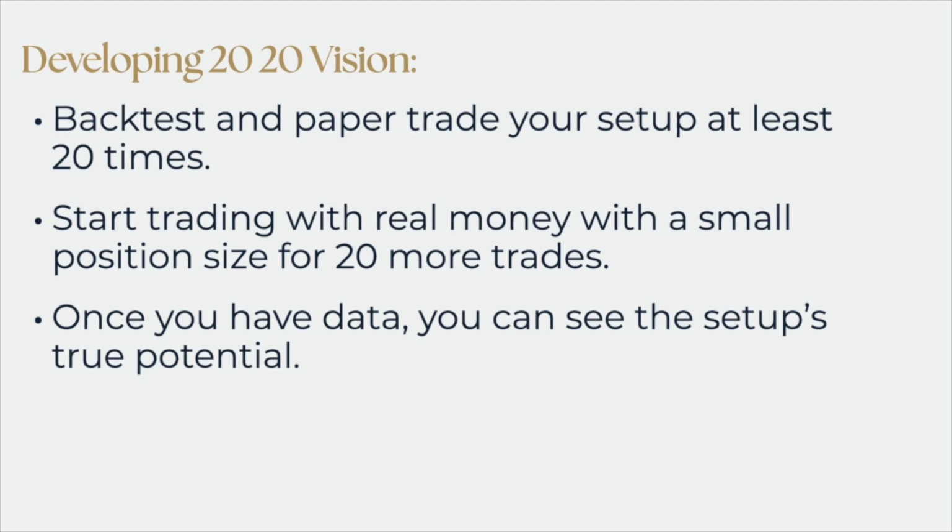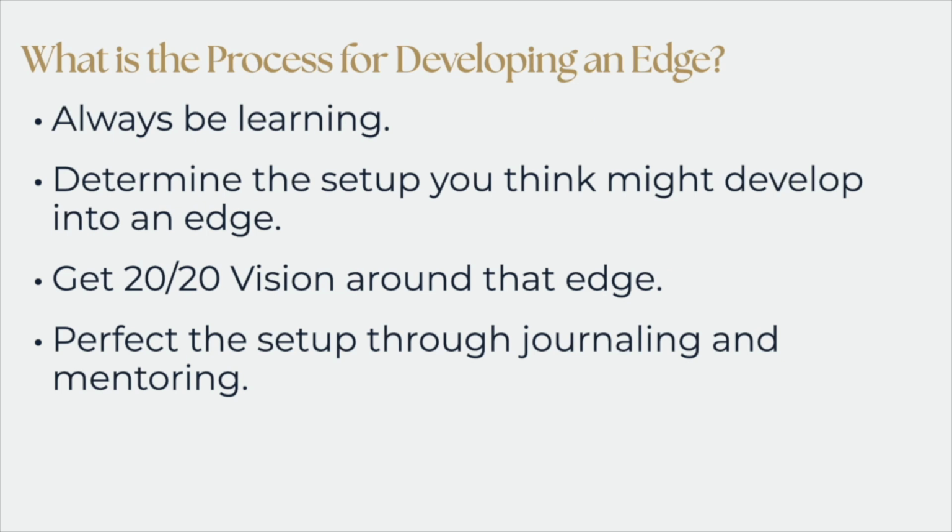And then once you've got a setup that is still working out more often than it isn't with real money at small size, you now have the beginnings of an edge that you can start to exploit. So then the next thing you're going to do, step 4, is perfect the setup. Well, how do I perfect the setup once I've got one that works out? Well, the first thing you need to do is make sure that you're always collecting data. You always want to be journaling your trades.